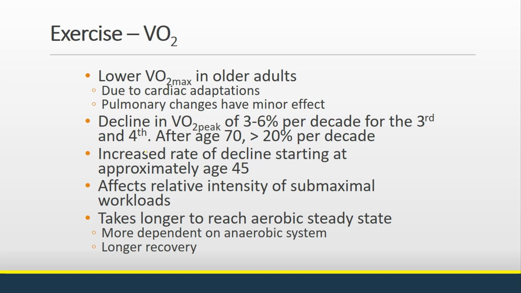What do we see? VO2 peak or max will decline about 3 to 6% per decade for the fourth and fifth decade. And after 70, we might see a 20% per decade decline. We see an increased rate at age 45. And not only does this affect the maximum levels, but it affects the relative intensity of submax workload. And we'll talk about that a little bit more in the next unit. Again, it takes longer to reach the aerobic steady state, so then we depend more on the anaerobic system, and it might take us a little bit longer to recover.